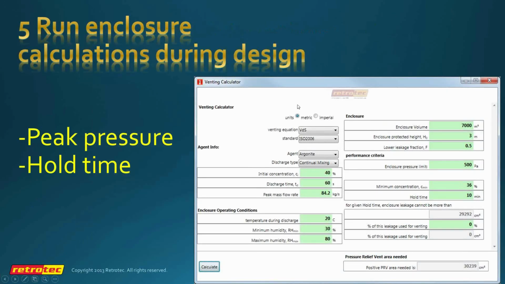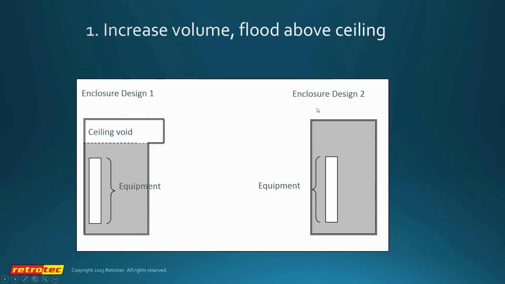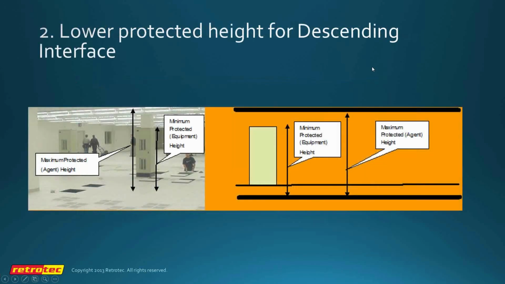So as far as enclosure design is concerned, increasing the agent volume in most cases increases the hold time, except, again with ISO, if we choose 90% of enclosure height, adding agent actually defeats our purpose and decreases hold time, because we continue to raise the minimum protected height, which is something I don't agree with, but that's the way the standard is written. Always, lowering the protected height for descending interface increases retention time.